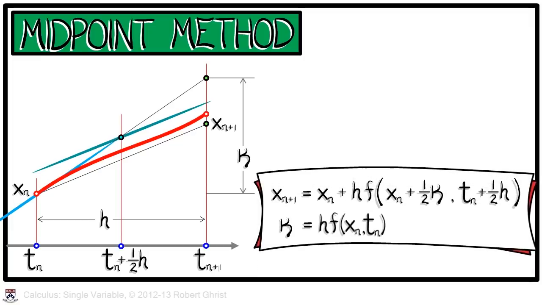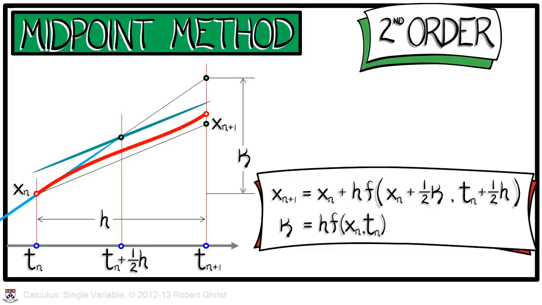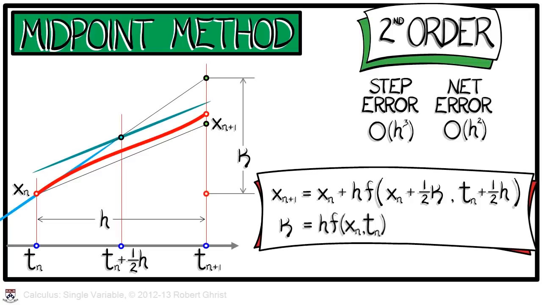Now when we write all this out algebraically, it involves this constant kappa and it looks a little bit complicated. You don't have to memorize this, but what you do need to know is that this is a second order method. That means that we're really doing a Taylor expansion and keeping all the terms up to and including degree 2. The step error in the midpoint method is in big O of h cubed, meaning that the net error is in big O of h squared. This is a better approximation at the expense of being algebraically more complex.